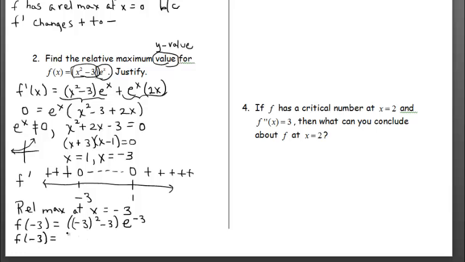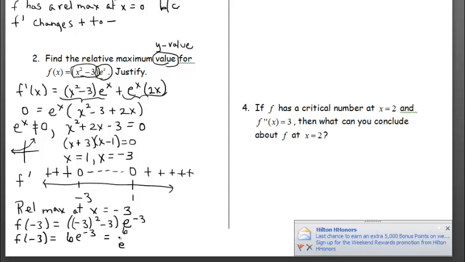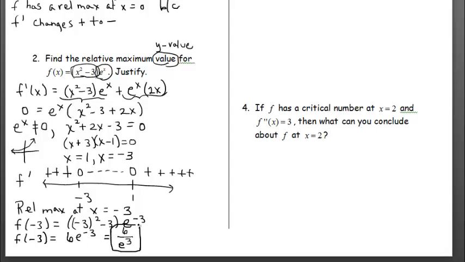So 9 minus 3 is 6. 6e to the -3. You're done. You can rewrite it as 6 over e cubed if you want. Either one will work. So that's actually what they're looking for, the y value. But we had to find out the x value first.